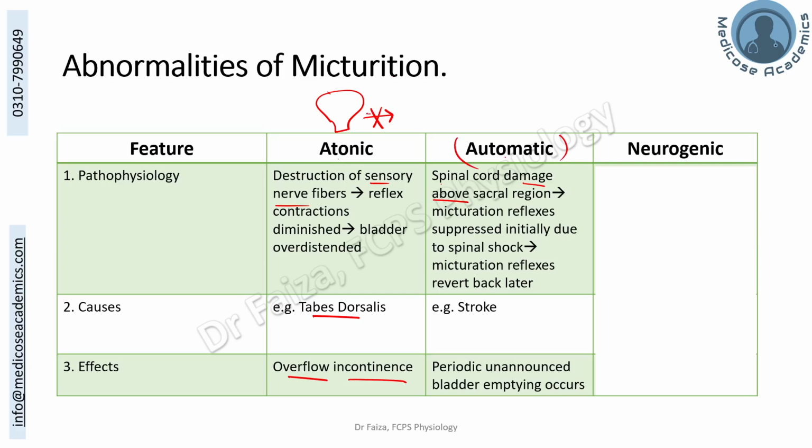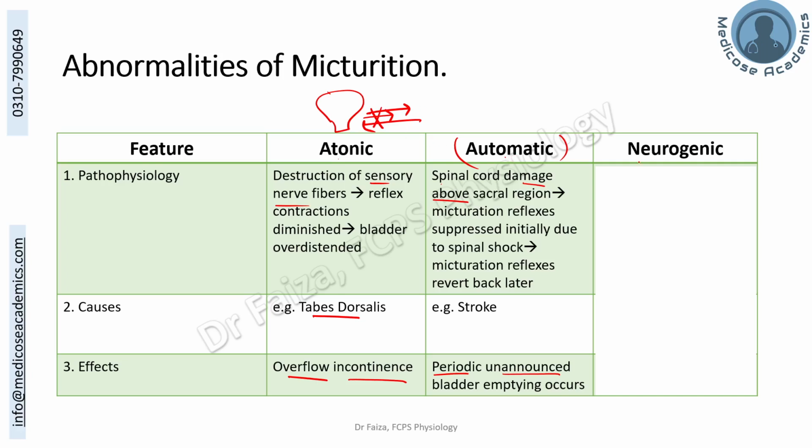Whenever the bladder is full, the message will go to the spinal cord and come back to the bladder. Periodic unannounced bladder emptying would be occurring. For example, seen in case of stroke, there is damage to maybe the lumbar segment of the spinal cord. The micturition reflex initially would be lost because of the spinal shock, but ultimately it would come back. But once it's back, it would be in the form of periodic unannounced bladder emptying. Whenever there is filling, the reflex will occur by itself and the person would not be knowing it. That is why it is called automatic bladder.